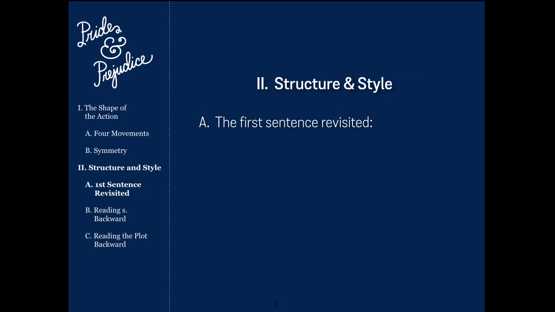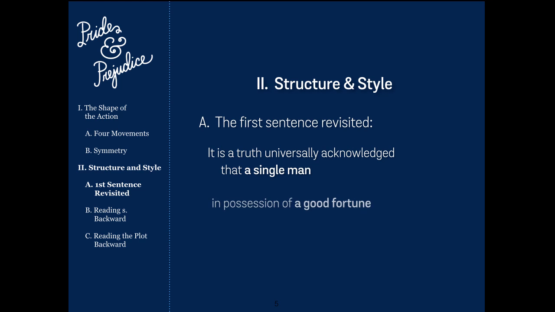The symmetry of the novel's design illustrates how the qualities that mark Austen's style at the sentence level appear in its narrative design. Remember the balance and symmetry of that opening sentence? A single man balanced by a good fortune, in possession, poised against in want. The parallelism is part of the wit, as the sentence plays off the possession of a fortune against the want of a wife.